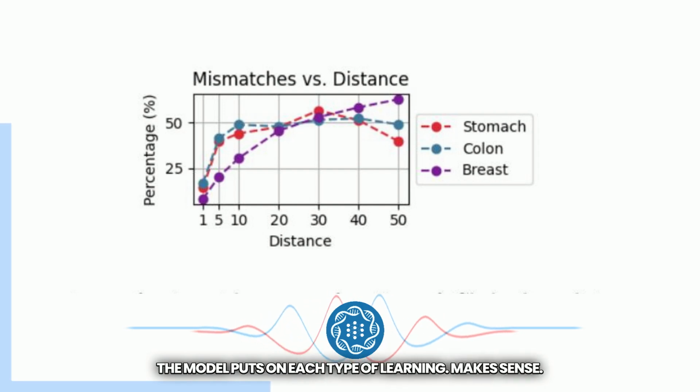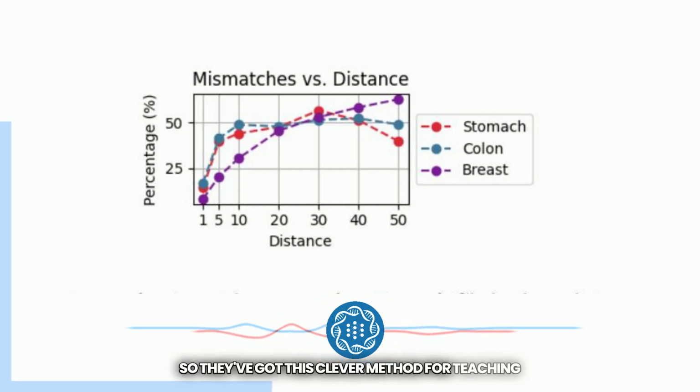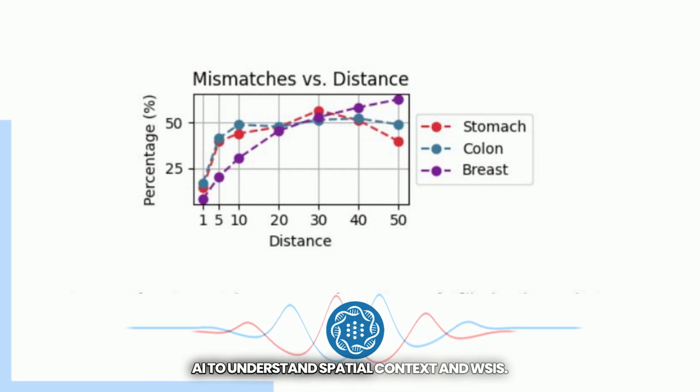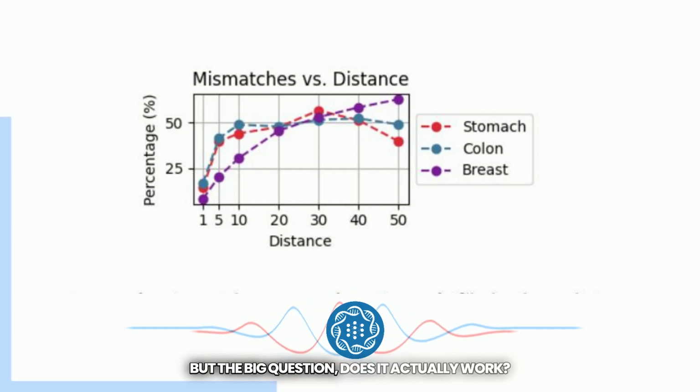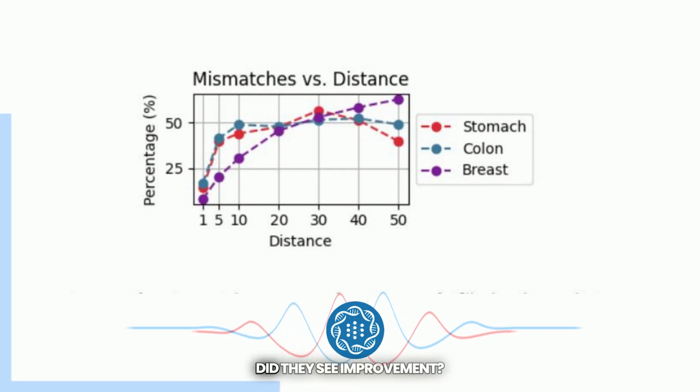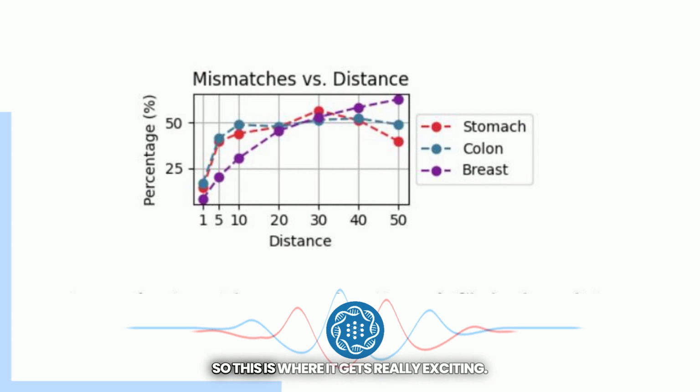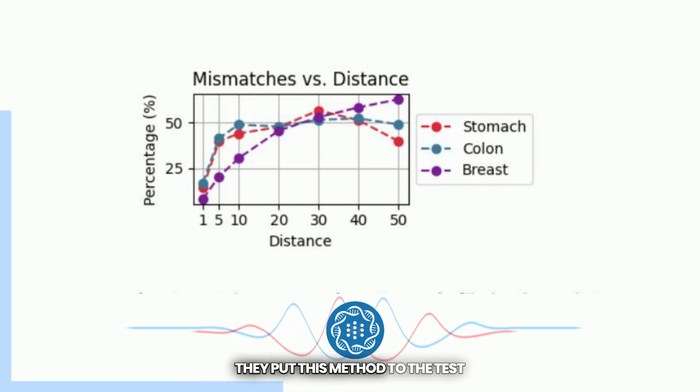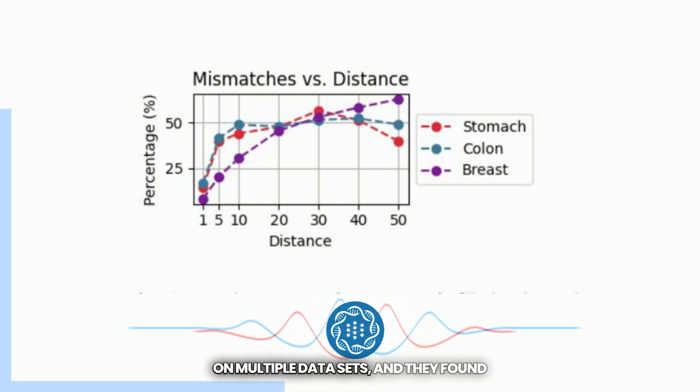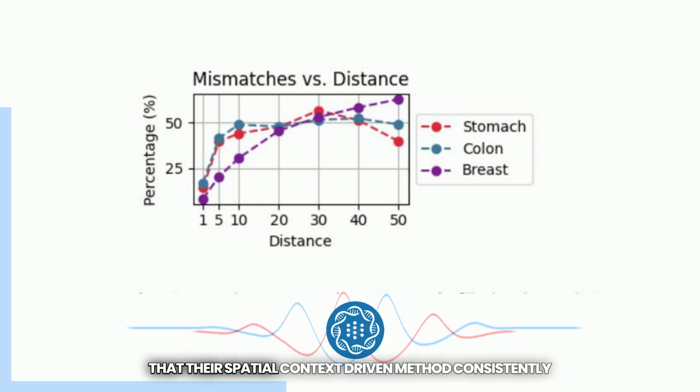Makes sense. So they've got this clever method for teaching AI to understand spatial context in WSIs. But the big question, does it actually work? That's the million-dollar question, right? Did they see improvement? So this is where it gets really exciting. They put this method to the test on multiple data sets, and they found that their spatial context-driven method consistently outperformed those standard SSL techniques.